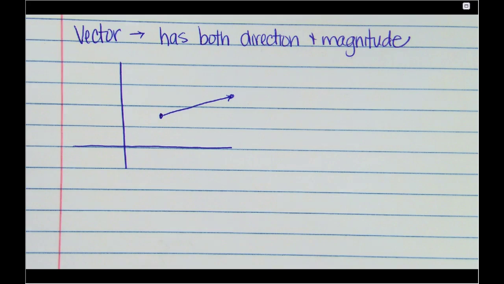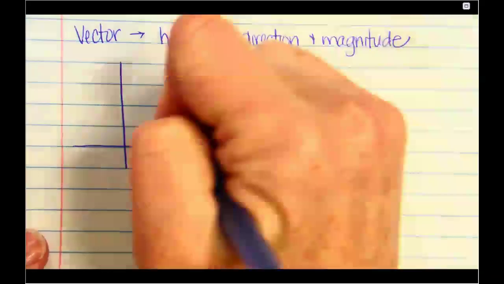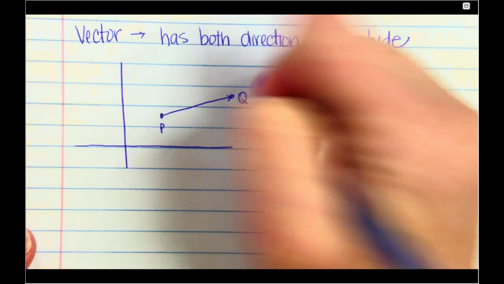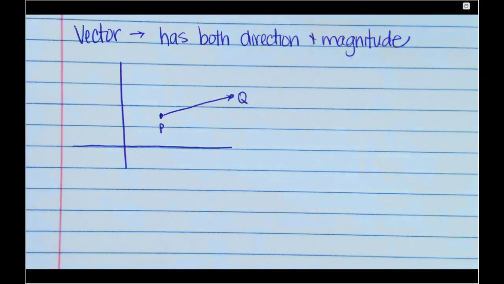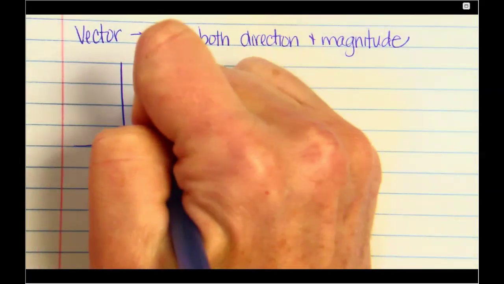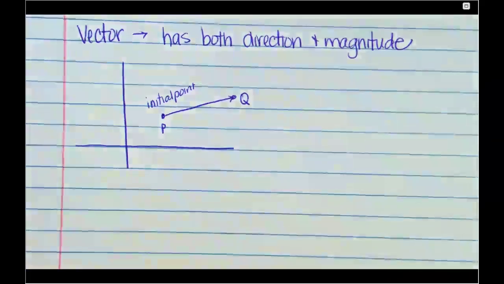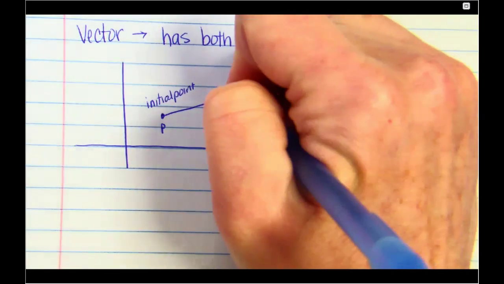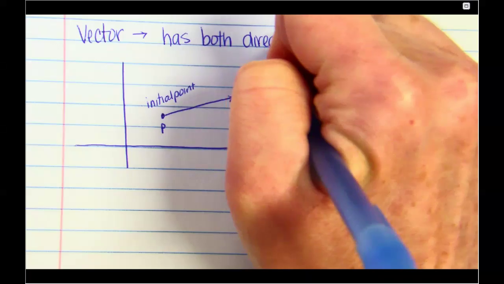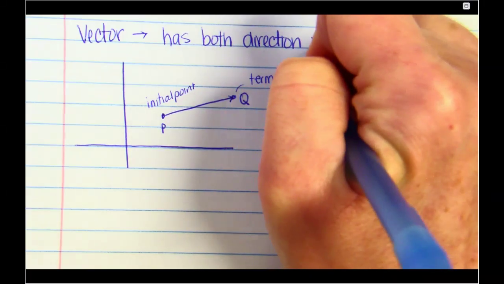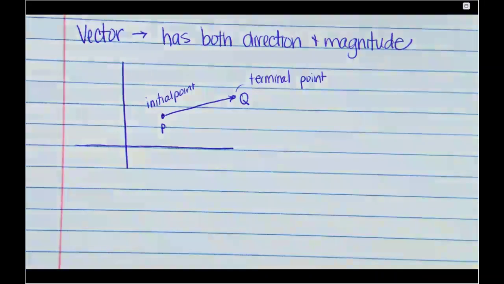So if this was a P and this was a Q, I'm just going to give you some labeling here, how people might write it. This guy is called the initial point. Not one word, it just ran together there. And this guy is called the terminal point. We did initial side and terminal side when we were talking about angles, right? So initial just means starting and terminal just means ending.